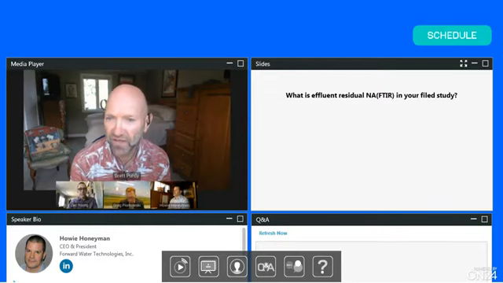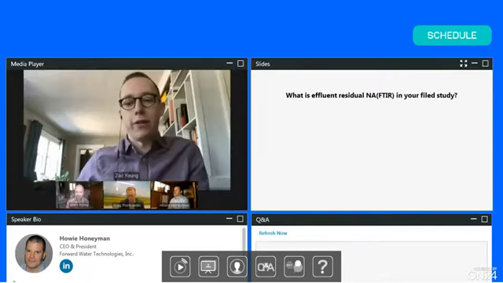So the next question: what is the effluent, or the residual effluent naphthenic acids, in your field study? And there's reference to using FTIR as an example, for measurement purposes. Yeah, that's a great question, and FTIR is the conventional way of identifying the acid extractable organics, at least in that fraction.